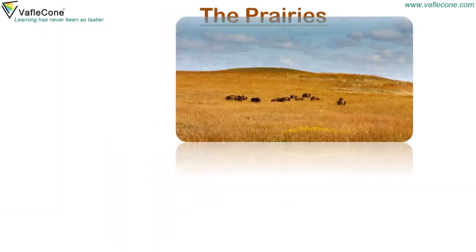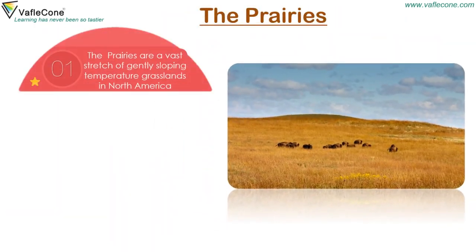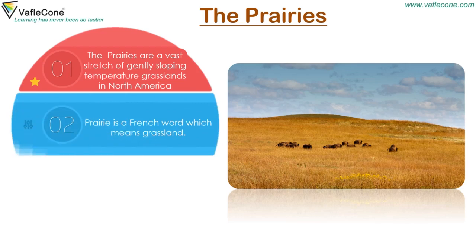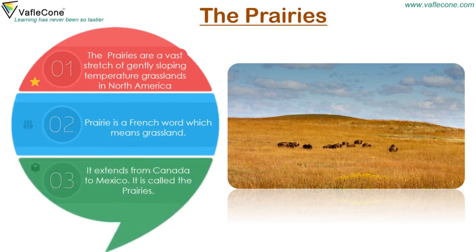The prairies. The prairies are a vast stretch of gently sloping temperate grasslands in North America. Prairie is a French word which means grassland. It extends from Canada to Mexico. It is called the prairies.